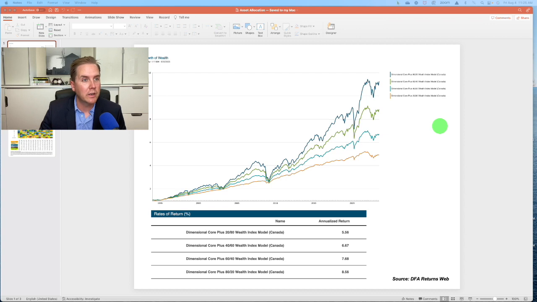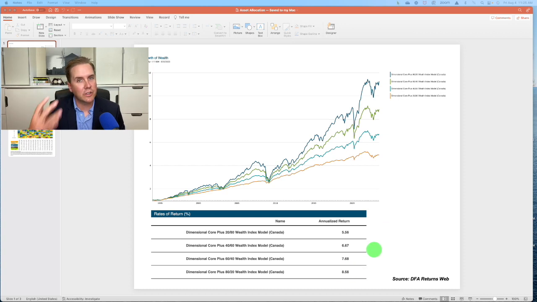And very quickly, you can identify what really sets these apart from each other. We start with an allocation that has 20% in equities or global stocks and 80% in fixed income. That's the lower line here. And the annualized return from 1994 through to this year, so just under 30 years, is about 5.56% per year. And we go all the way up to a portfolio of 80% equities and 20% fixed income. And the annualized return going back to 1994 is about 8.56% per year.